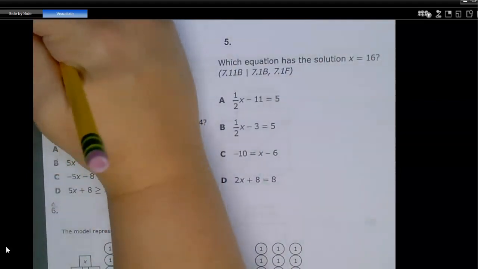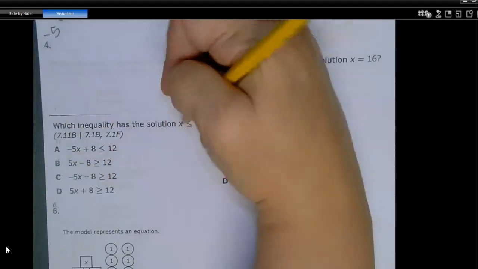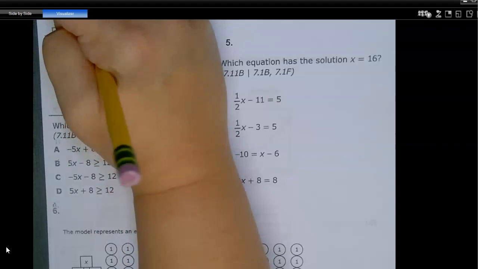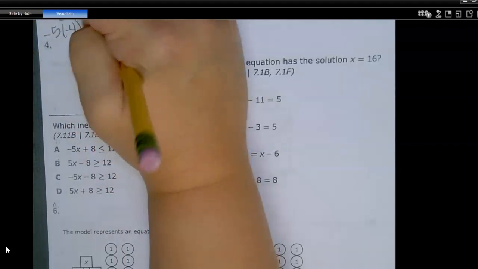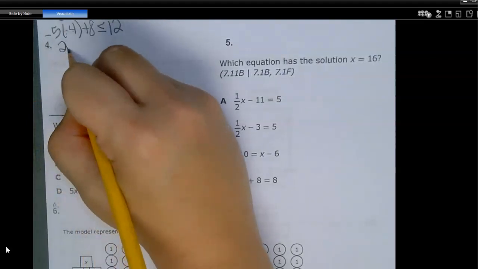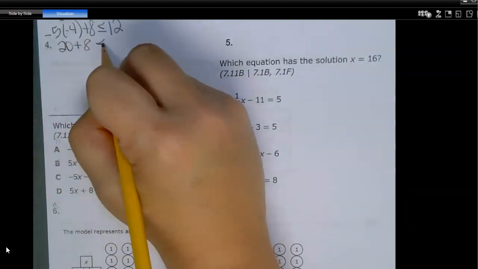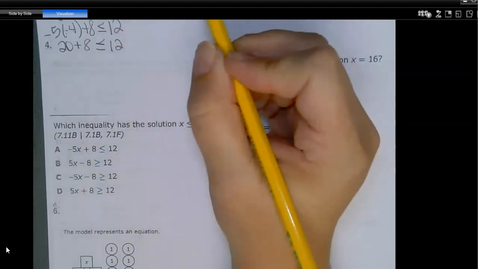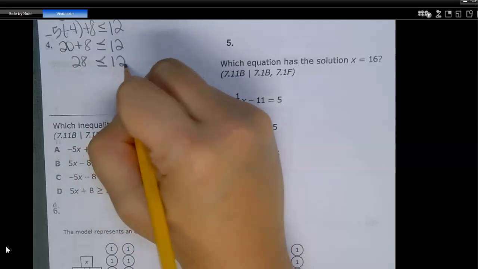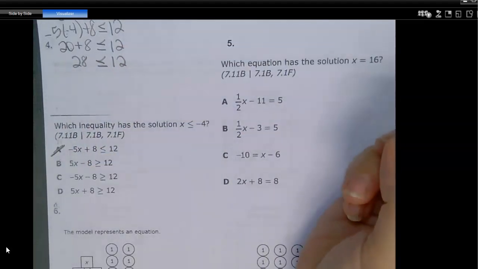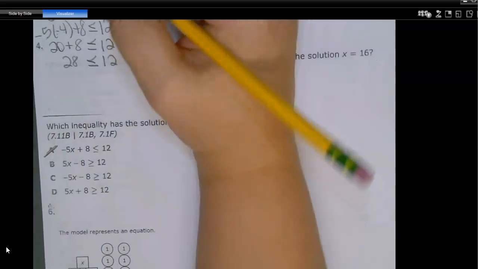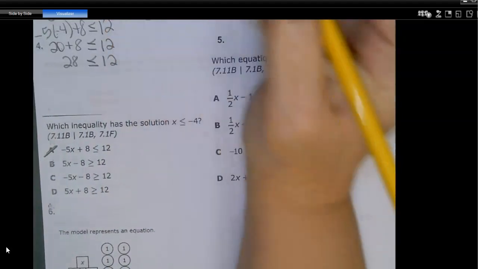So A says negative 5x, so our x is negative 4, plus 8 is less than or equal to 12. So we have a negative 5 times a negative 4, so that's going to be 20, plus 8 is less than or equal to 12, okay? 20 plus 8 is 28. Is that less than or equal to 12? No, it's not, so it's not going to be A. That's not going to be an inequality that has a solution of x is less than or equal to negative 4.